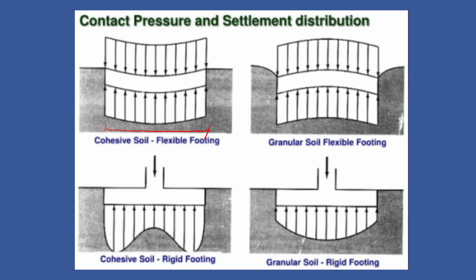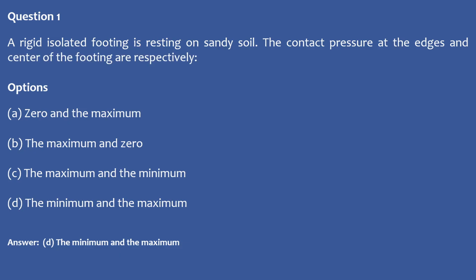While in the case of the rigid footing, the pressure which it is subjected to is not constant, and there will be a uniform displacement in your footing. So here you can see the pressure which your footing is subjected to is not constant, and you can observe a uniform deformation in the footing. In our case, it is a rigid isolated footing which is resting on sandy soil.